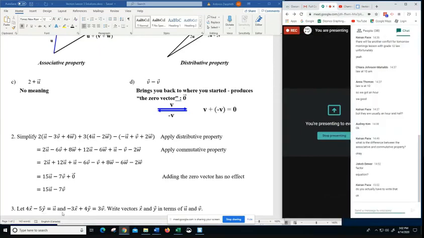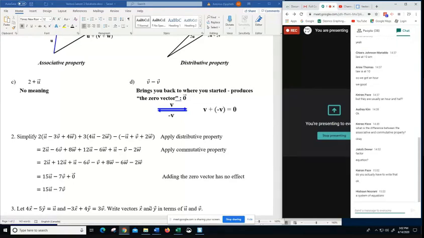So can somebody tell me what this question might have been similar to? What did it kind of look like? Did anybody come up with a way? Yeah, it looks a lot like solving a system of equations. All right, so that's what I did here.